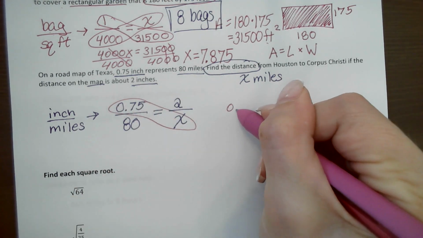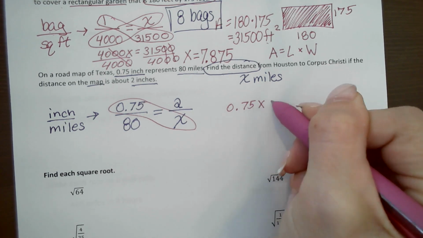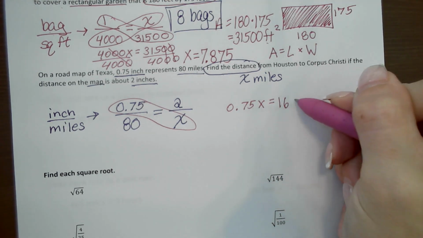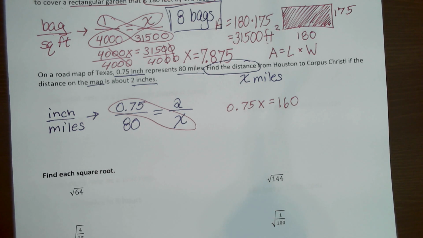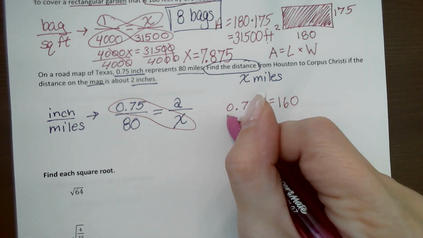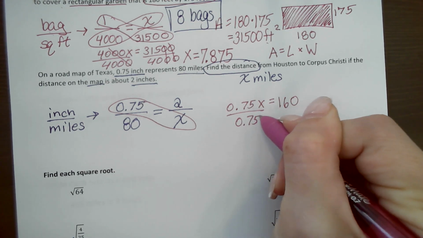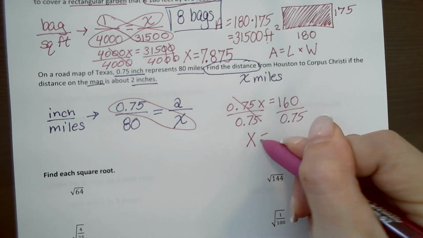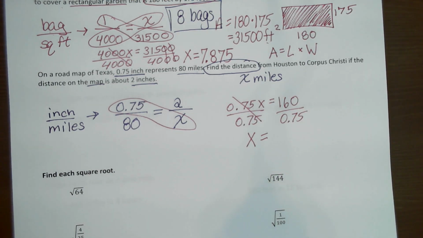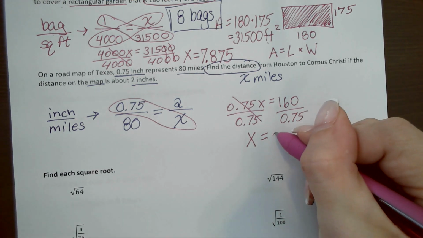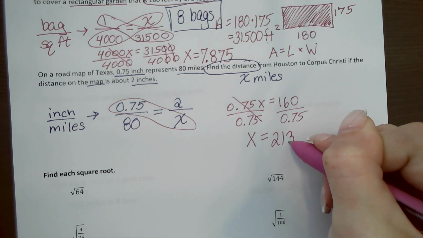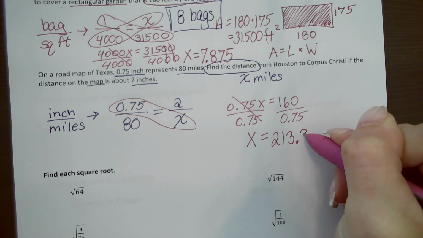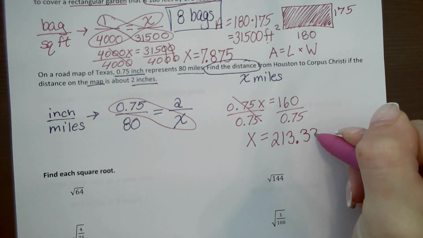Now that we've set up our proportion, we can solve for X. So we get 0.75x equals 160. Divide by 0.75. Get X alone. And we get 213.33.